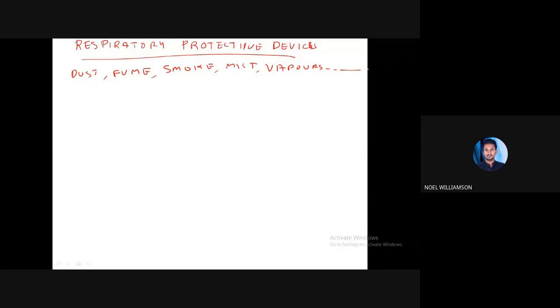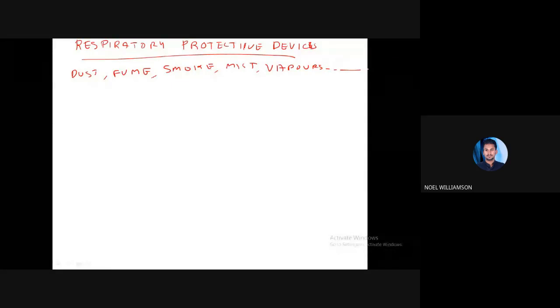You'll be able to ventilate the process so that these contaminants are not in direct contact with the operator. In such cases, we don't need this kind of personal protective devices for respiratory. But in certain processes, you cannot ventilate the process.